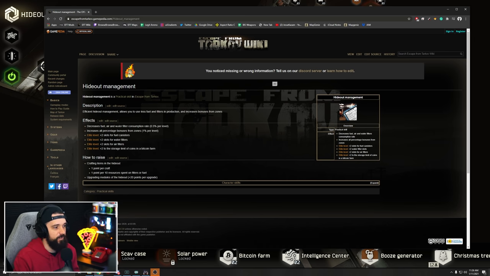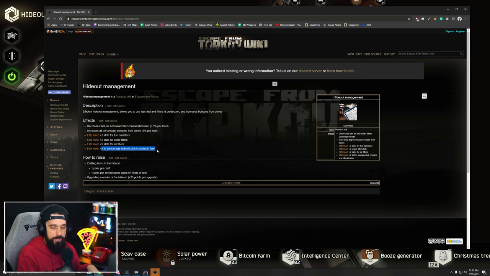And if you notice, the hideout management skill, the elite perk, has something to do with Bitcoin. It adds 2 to the storage limits of coin in the farm, which means you can store 5 Bitcoin in there before the Bitcoin farm stops producing. Which actually has pretty significant implications.